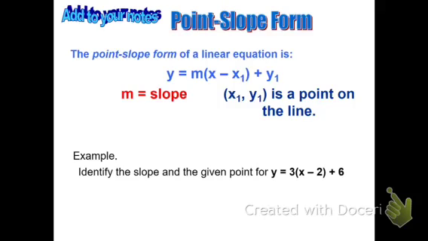Here we have the equation y equals 3 times the quantity x minus 2, plus 6. Looking at the equation and the point-slope form of a linear equation, we can see that the slope, or m, is going to be 3, the number in front of the parentheses. Looking in the parentheses, I see that we have x minus 2. It should be x minus whatever the x portion of the coordinate is, which tells me that the x portion is going to be 2. So the point is 2, comma, and then looking at the back, we see that it's going to be 6. The point that this line passes through is (2, 6).